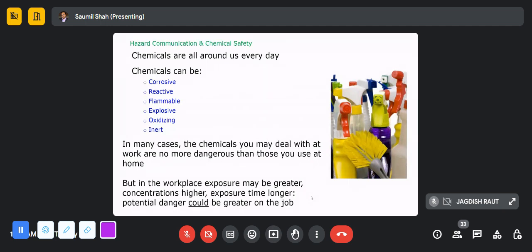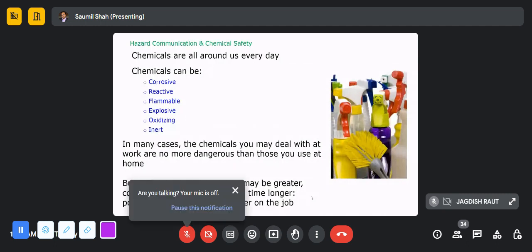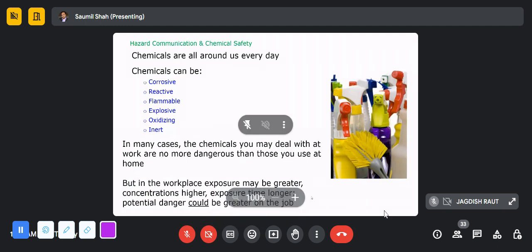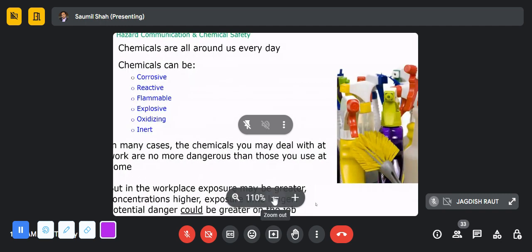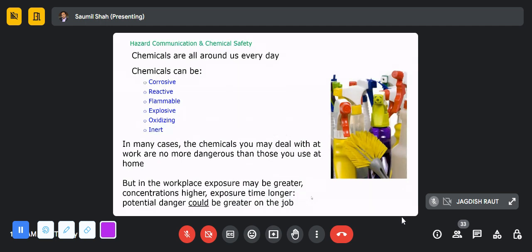Another example: we use acid in 1 liter or half liter quantities, with diluted concentration, for home purposes. But in industry, it is in huge quantity with high concentration, and it can burn if you are exposed to that acid directly on your body, right? So at that time, many safety protocols, procedures, and systems are required to store that particular chemical. So it is more dangerous when you talk about industry.